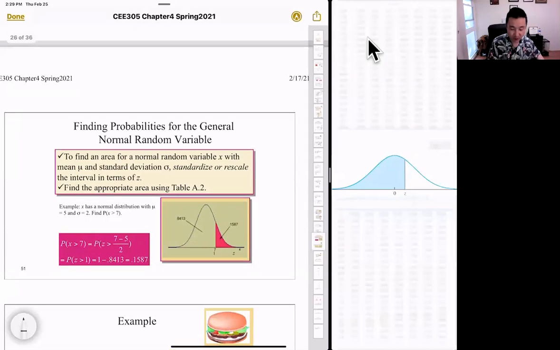So, finding properties for the general normal random variables.